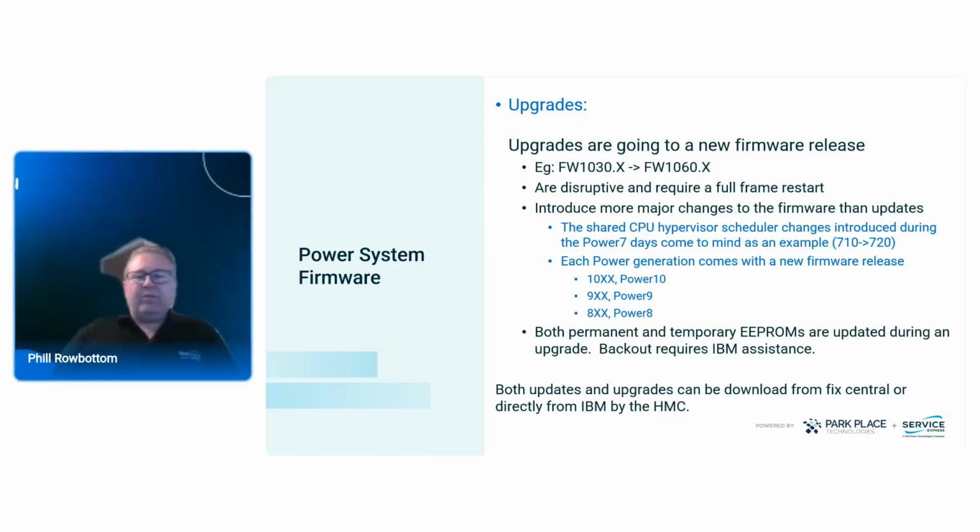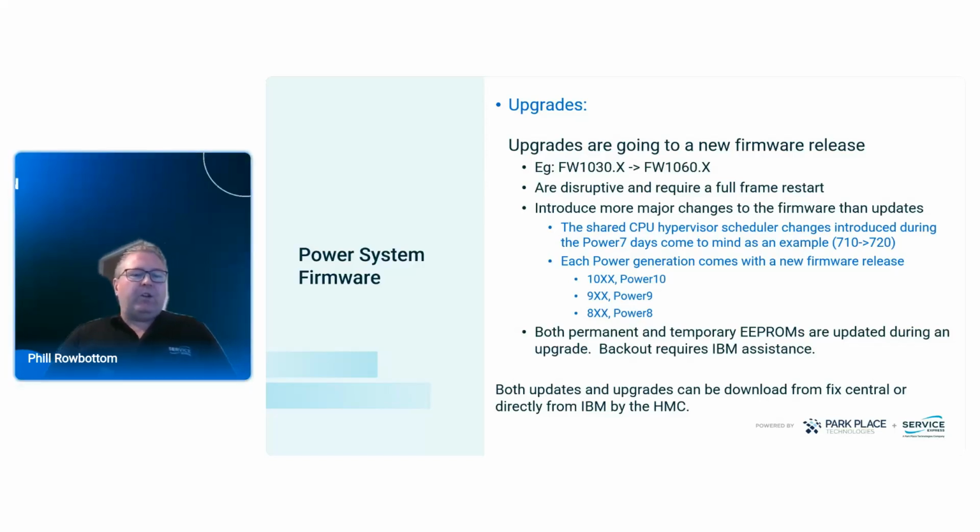Couple of things that I can think of, and one that's very old is in the Power 7 days, when we went from the initial Power 710 to the 720 firmware. They made very large changes to how the shared CPU are scheduled onto the physical CPU within the hypervisor. So it was very big, and it gave you about a 20% performance boost. So it was a very big change, but it was something that required a disruptive upgrade to the firmware.